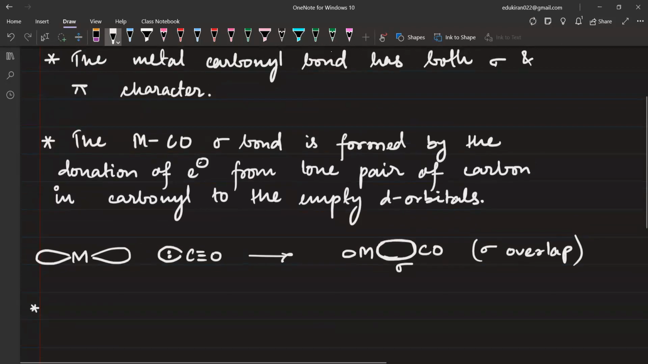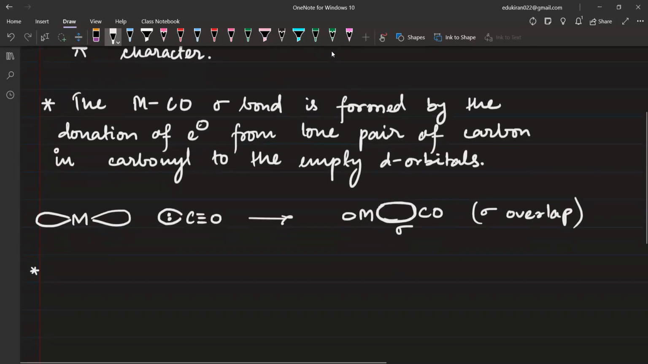As we have seen, the metal carbonyl bond has both sigma and pi character. In the sigma character, the electron density is going from the lone pair of carbonyl to the empty d orbitals. This is very important, you have to remember this: from the carbonyl to metal. Right.